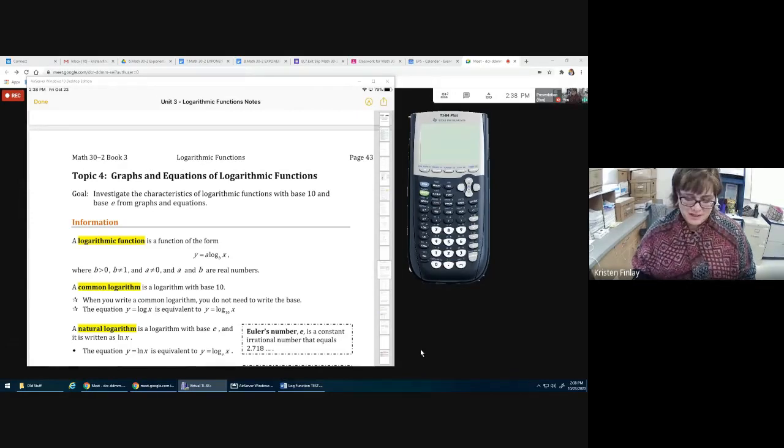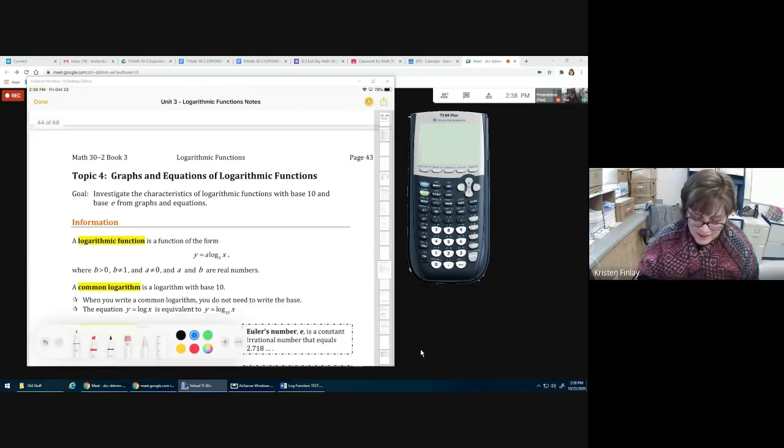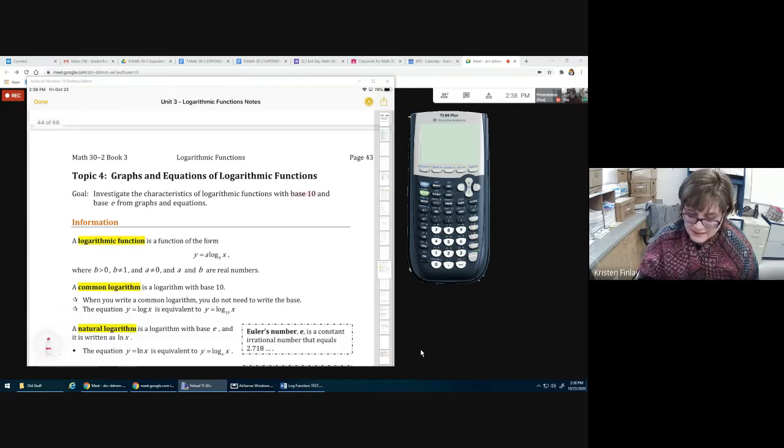So here we have topic 4, graphs and equations of logarithmic functions. So we're nearing the end, guys. This is the second last new topic for the unit, for the course. We're going to investigate the characteristics of logarithmic functions with base 10 and with base e from graphs and equations. So we're looking at graphs and equations.